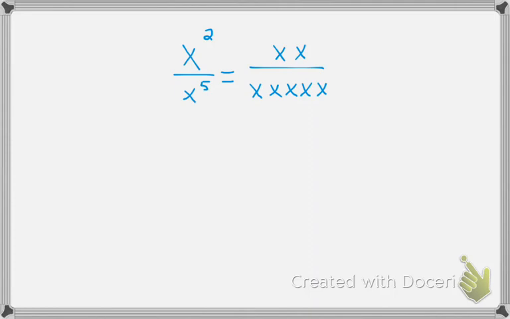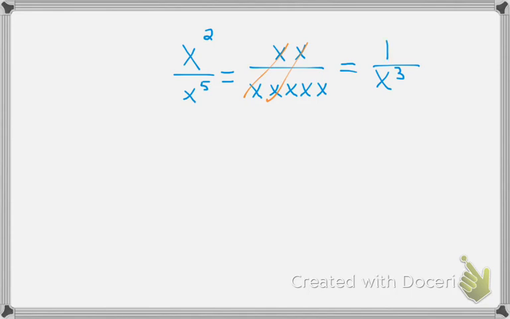Now, anything divided by itself, so x divided by x is 1. And I have 3 of them left over, right? But where are they? In the bottom. So they have to stay there. Right? They can't just migrate. So that's an x cubed in the bottom, right? What's up top then? 1.